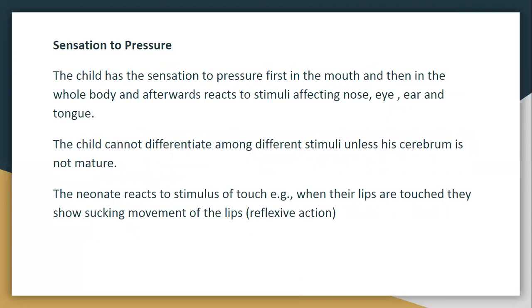वी आर जस्ट गोइंग टू एग्जामिन व्हाट काइंड ऑफ सेंसेशंस डज अ चाइल्ड एज एन इन्फेंट हैज, और वो किस तरीके से डेवलप होके मैच्योरिटी अटेन करते हैं. Sensation of pressure, generally the child has it first in the mouth and then in the whole body, and afterwards reacts to stimuli affecting nose, eye, ear and tongue.